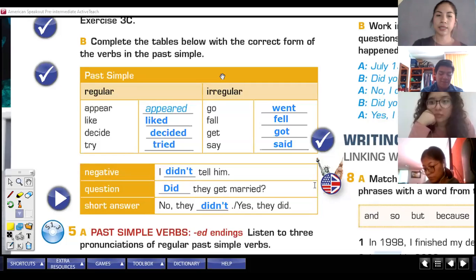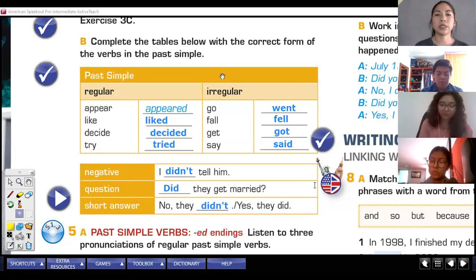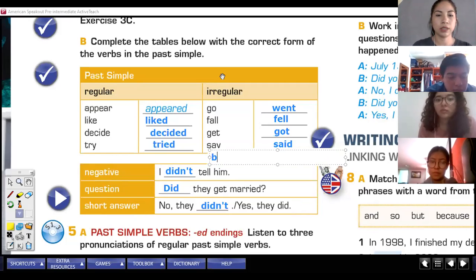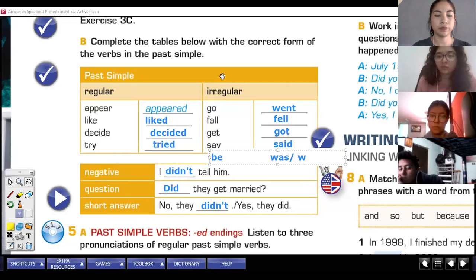Okay, so these are just some rules that you need to remember. All of this is simple past with action verbs. When you have a verb like appear, like, decide, try, go, fall, get, all actions need the auxiliary negative didn't, or for questions, did. What if you have the verb to be? The verb be in past, was, were. So here we're going to add be. It's going to be was or were.